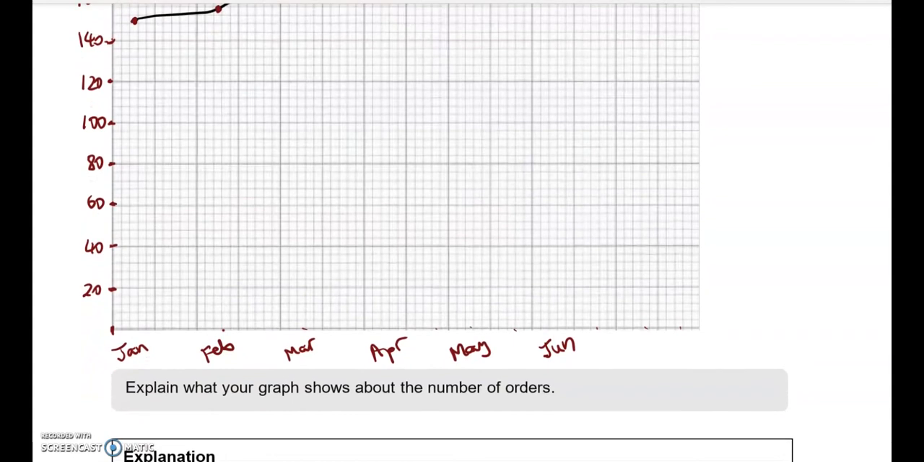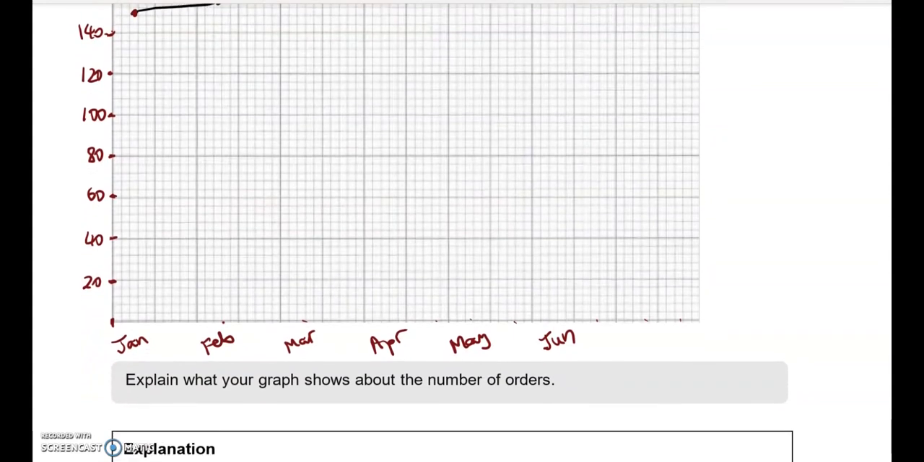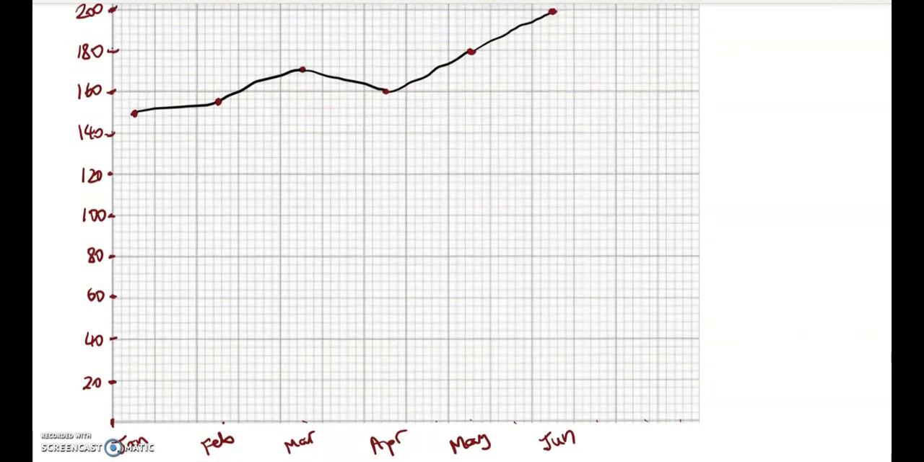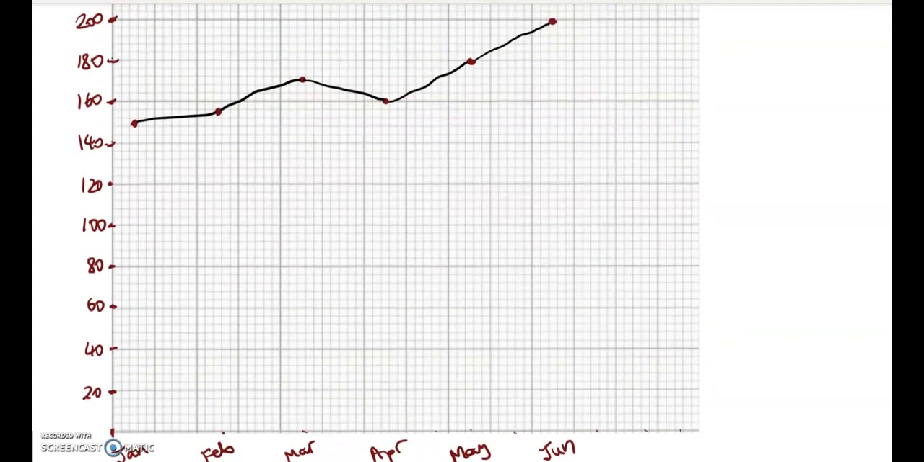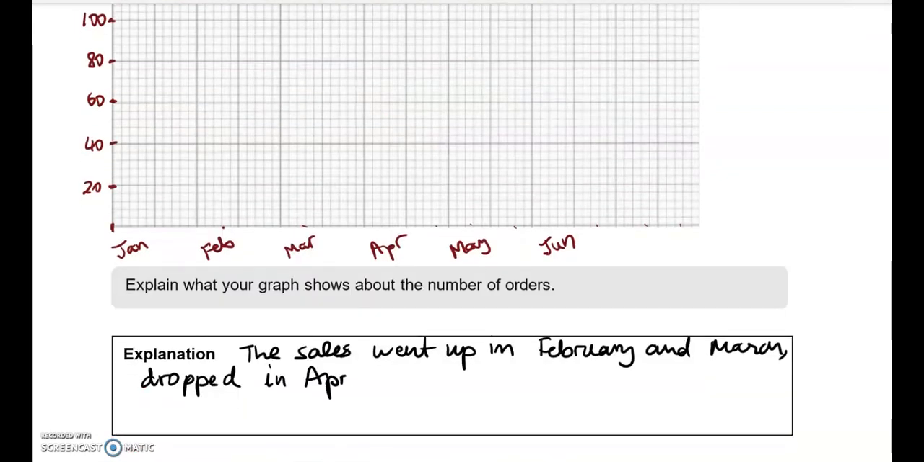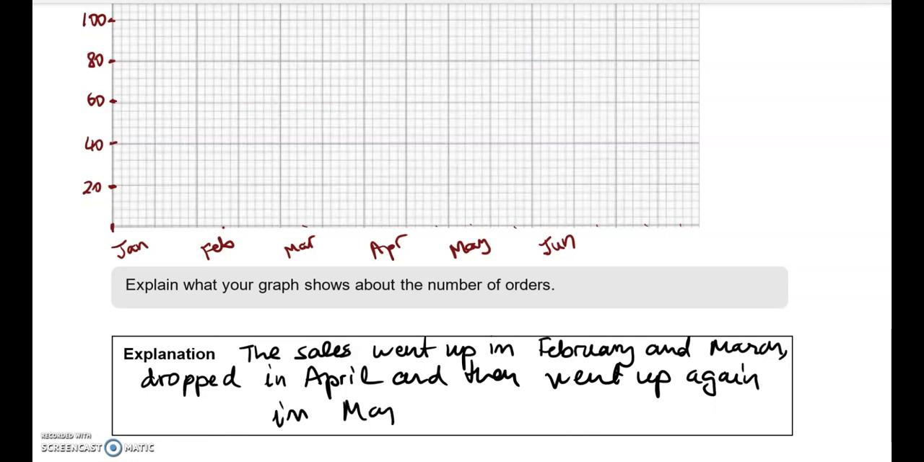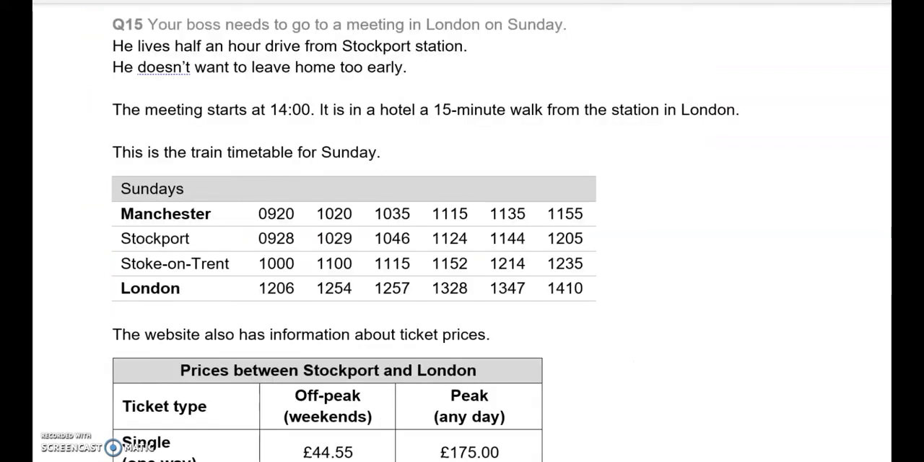Now we've got to explain what the graph shows about the number of orders. So you can see a pattern in here. From January to March, the sales went up and then they dropped a bit in April to then go up again in May and June.